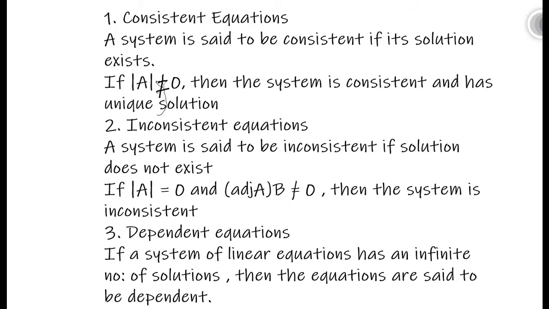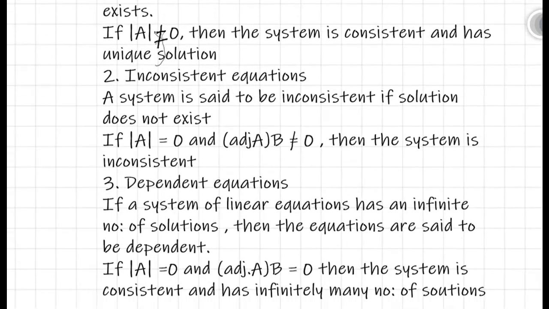Now, we can solve a system of equations by using the inverse of a matrix. This is called the matrix inversion method. Now, we have three types of equations: consistent equations, inconsistent equations, and dependent equations. Consistent equations: a system is said to be consistent if its solution exists. If the determinant of A is not equal to 0, then the system is consistent and has a unique solution.